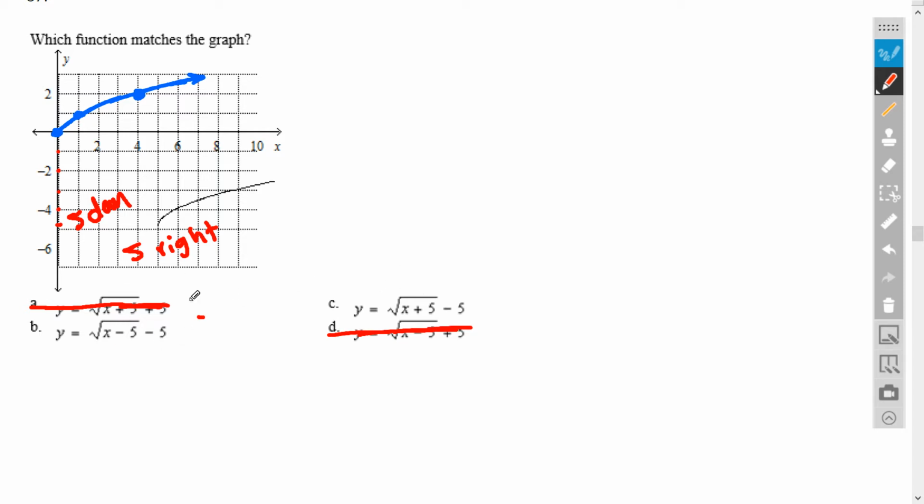Now we need to look at where the x is, and remember that one's going to be opposite. So if we're thinking that we're going to the right, that's typically positive, but it's going to be opposite. So it's actually this one. Square root of x minus 5 minus 5. That's a shift right 5 and down 5 from the parent function.